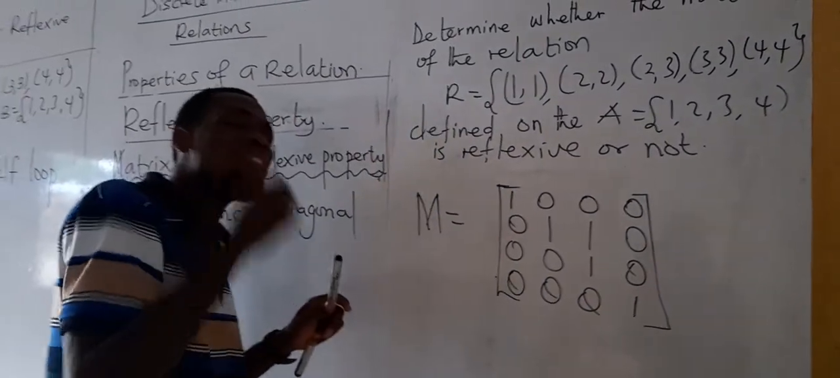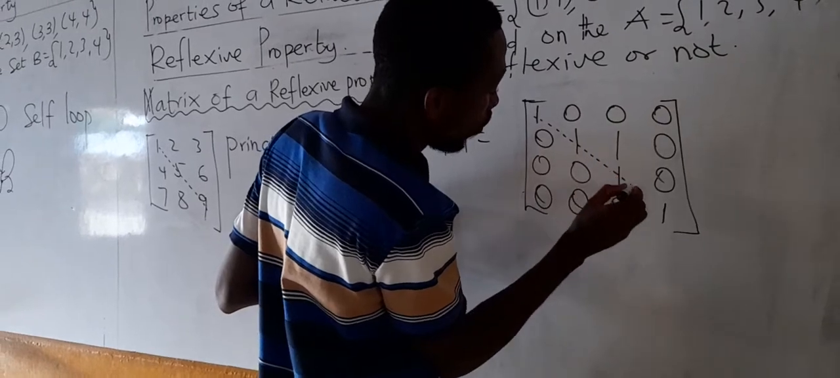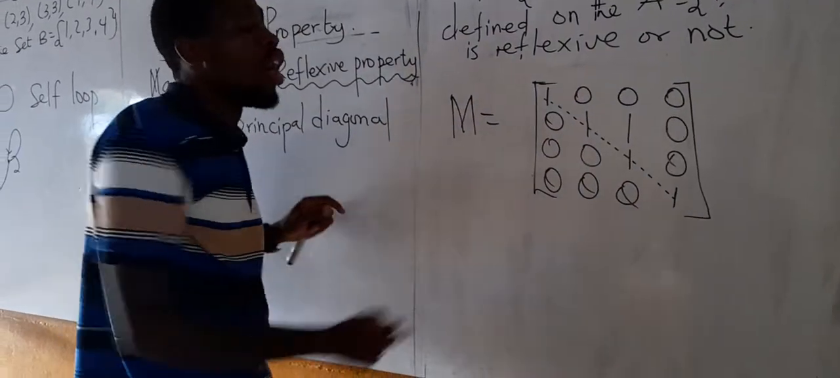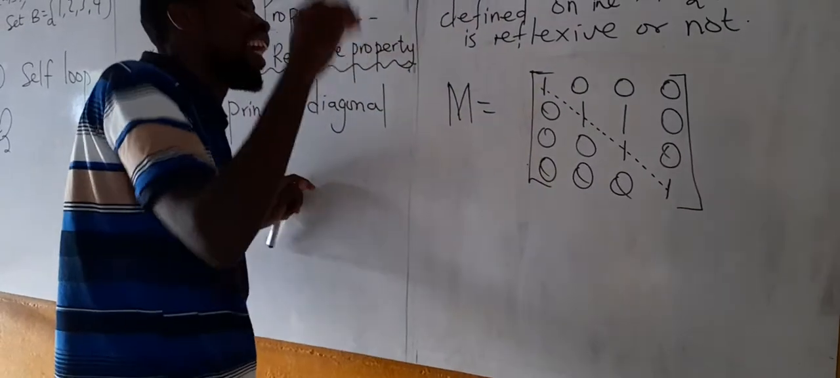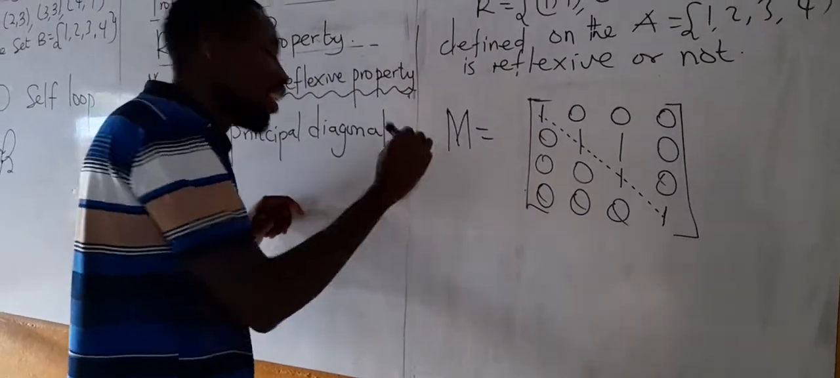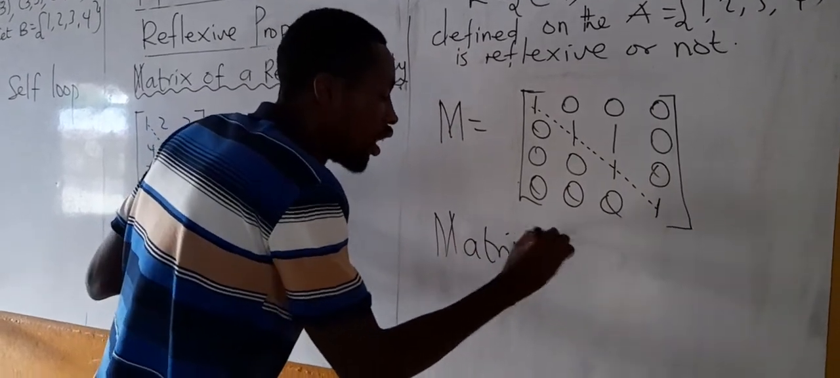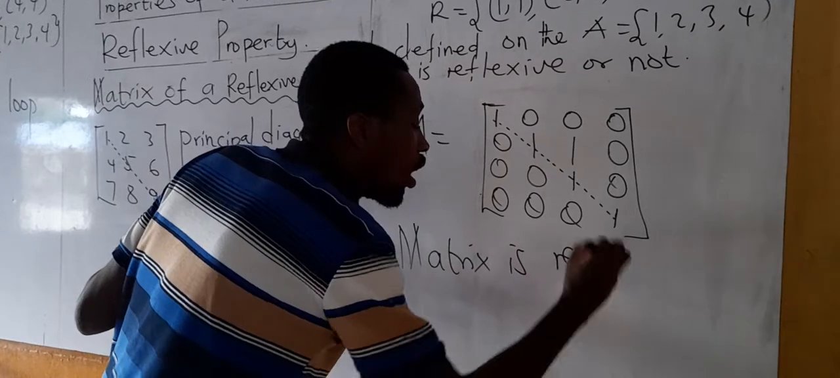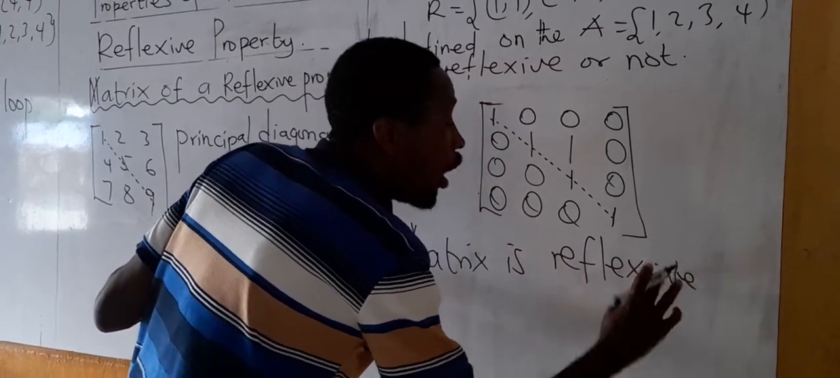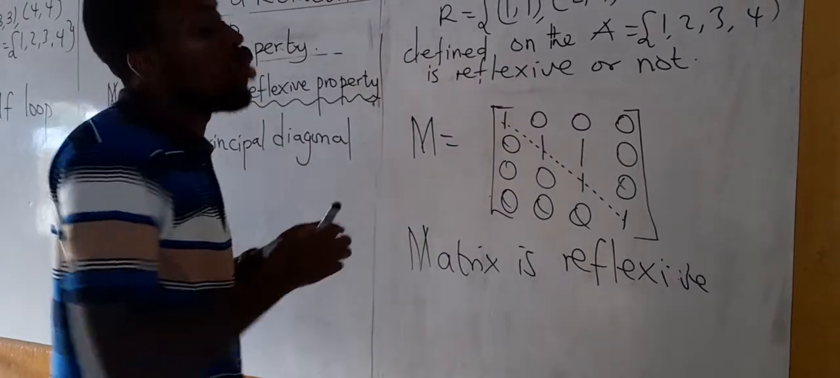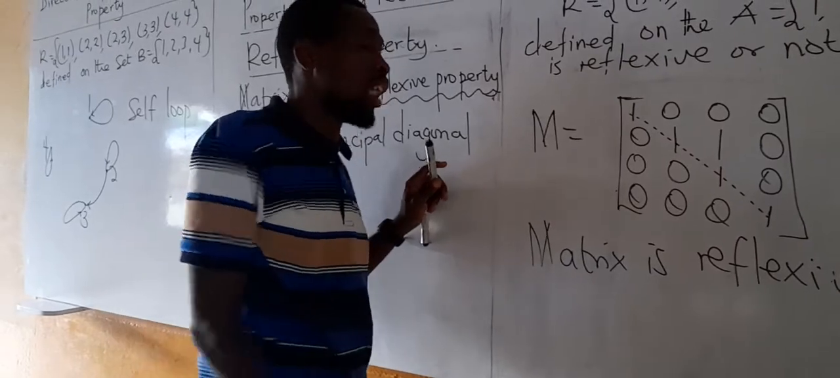Now look at the entries in the principal diagonal. All the entries in that principal diagonal are 1. As far as they are like that, the matrix is reflexive, or is having a reflexive property. That is it.